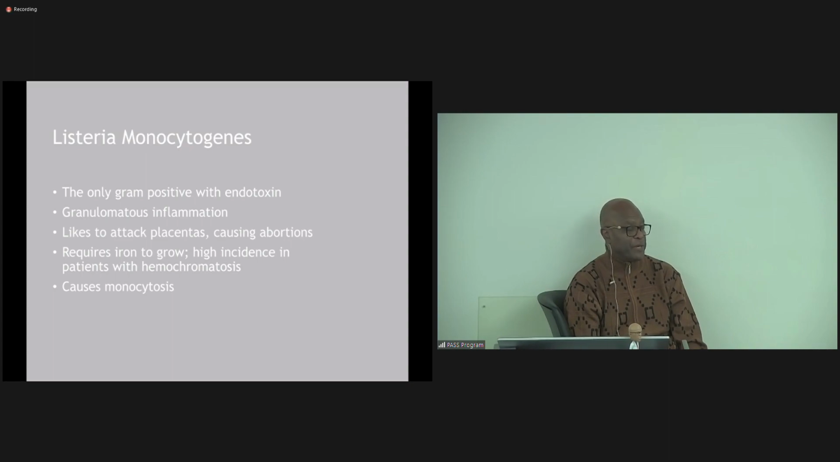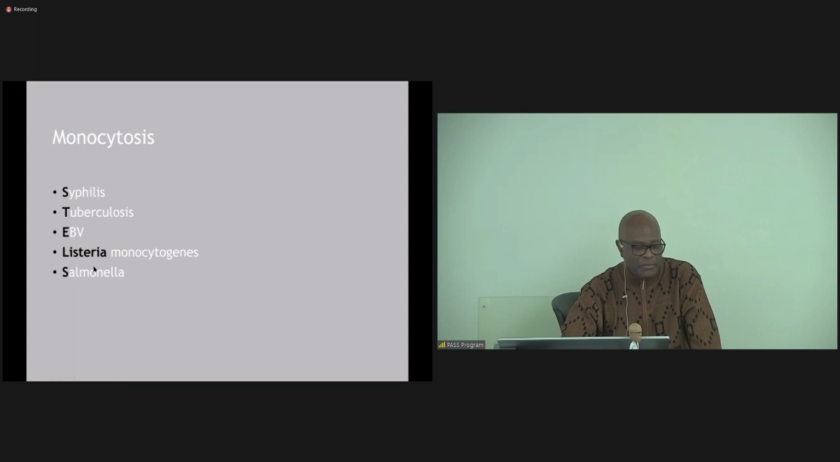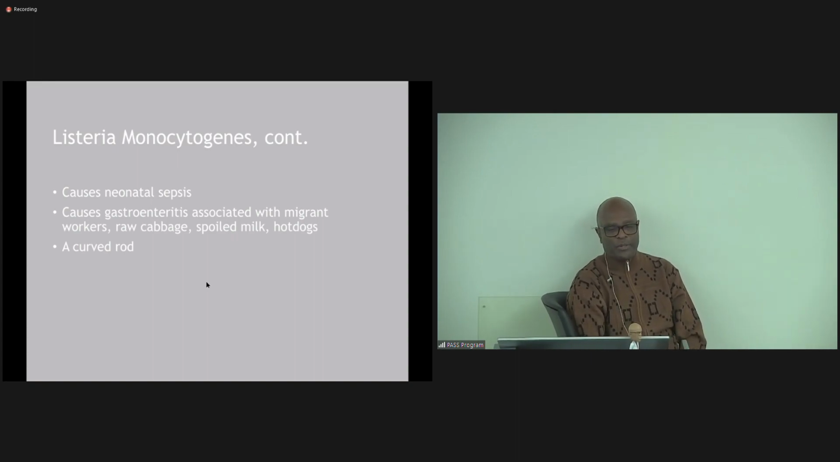Listeria, like Vibrio, loves iron. So people with hemochromatosis have increased incidence of Vibrio and Listeria. It causes a very high monocyte count. If you remember Steele's, the 5 infections with the highest monocyte count I've given you before. It causes neonatal sepsis. Remember Baby Bell? This is the L. In adults, it causes gastritis associated with spoiled milk, the most common way people get it.